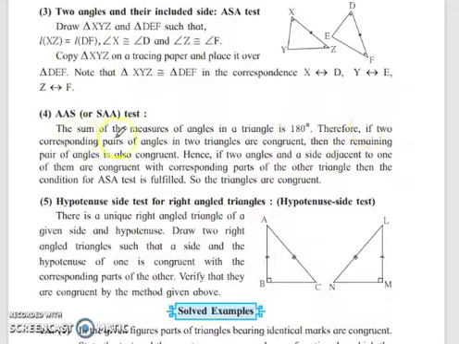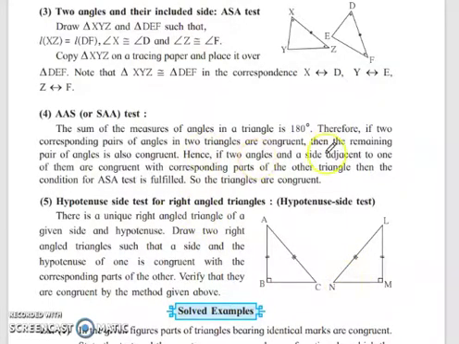Therefore, if two corresponding pairs of angles in two triangles are congruent, then the remaining pair of angles is also congruent. It means if angle A and angle B are congruent to angle L and angle M, then automatically the third angle, that is angle C, will be congruent to angle N.